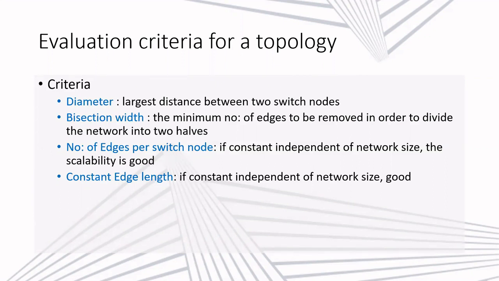Third parameter is the edges per switch node. It is always best to keep the number of edges per switch node constant irrespective of the network size. Finally, the last parameter is that the maximum edge length between nodes is a constant independent of the network size.